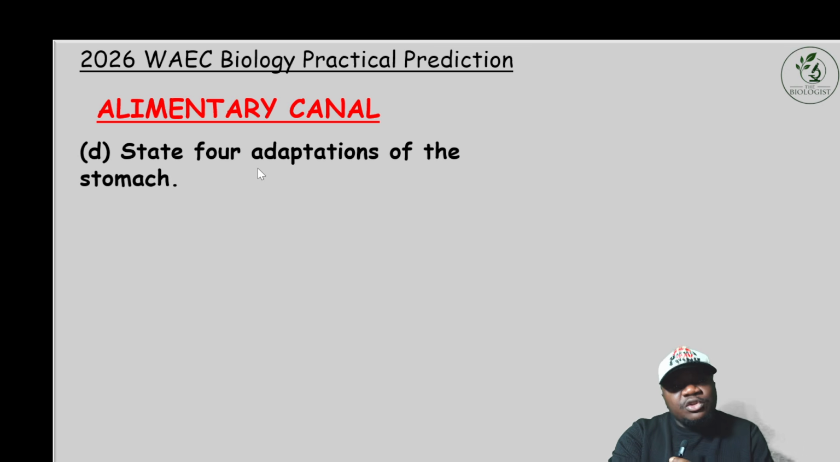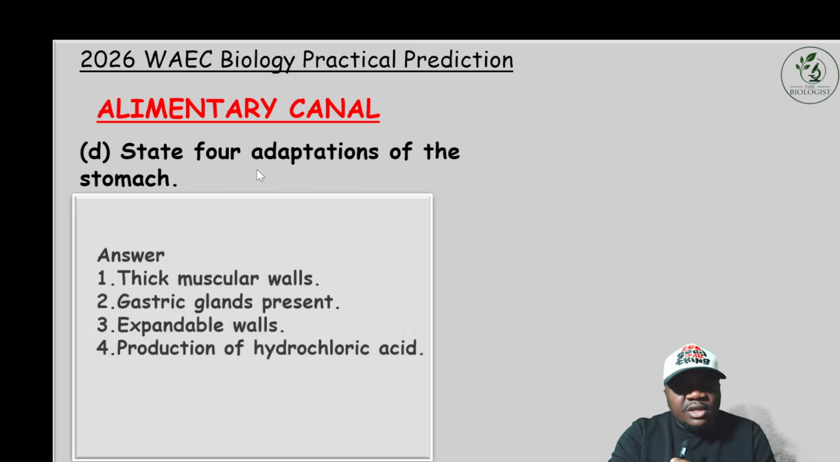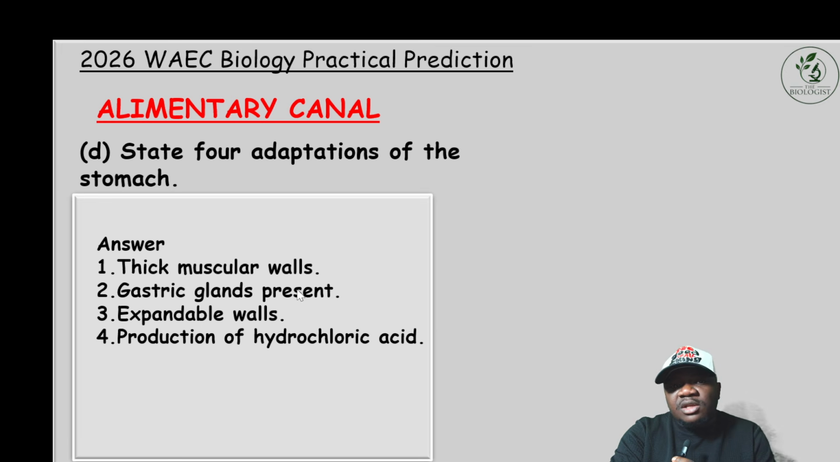State four adaptations of the stomach. Here: thick muscular walls, gastric glands present, expandable walls, and production of hydrochloric acid. Hydrochloric acid is very important in the stomach because it helps in digestion and helps to kill some microorganisms that are not good in the body.